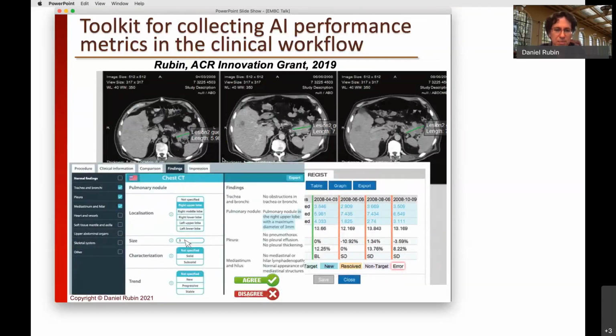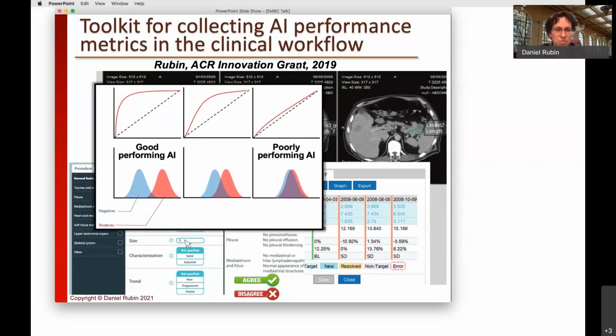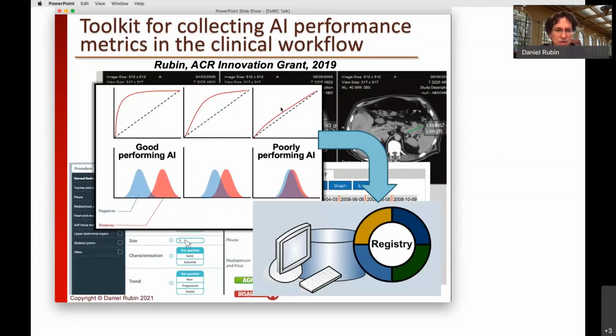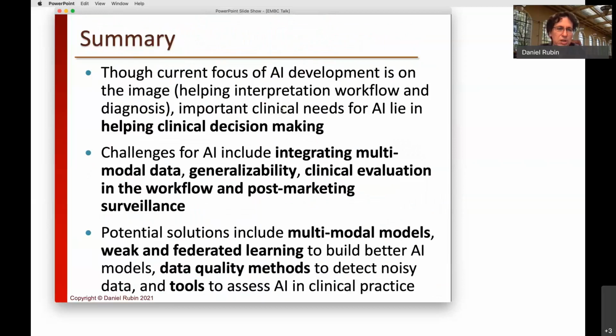We've been using the EPLAD platform to record those deltas, so that if an AI algorithm generates lines and the radiologist says, no, that's wrong, and they correct it, we record those deltas and differences between the initial report or result and the final one, and can generate metrics for performance of the AI and feed them into a registry.